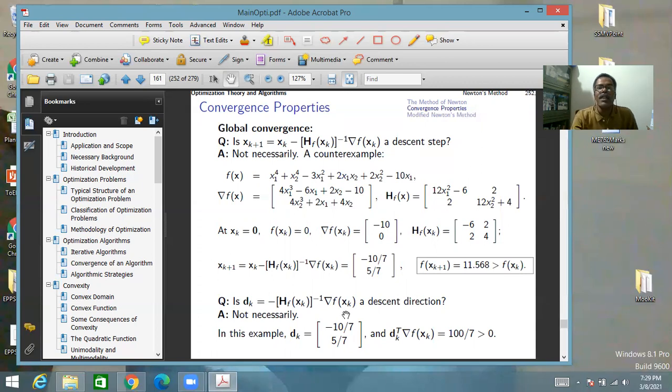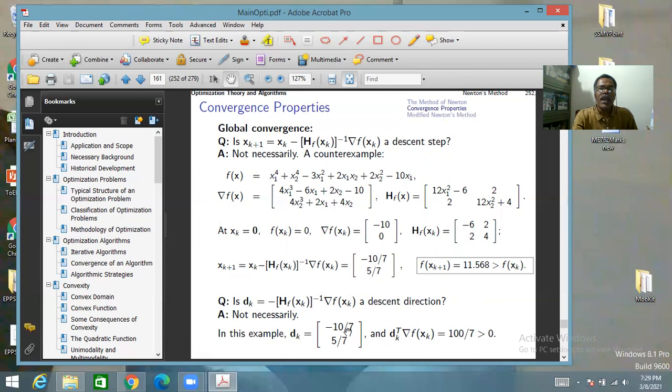So is this a decent direction? That is taken as a direction, this delta x vector. Is it a good direction to proceed? Even that is not guaranteed. In this example, dk turns out to be this basically, because xk was 0 in this case. So whatever was xk plus 1, that was basically delta x, and that is now taken as the direction dk.